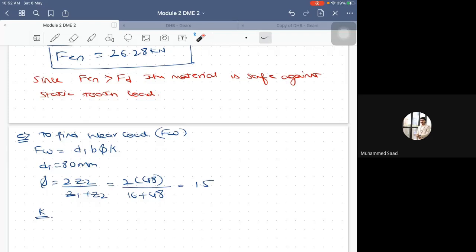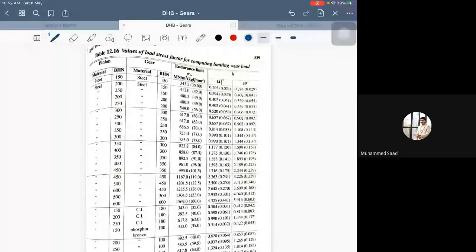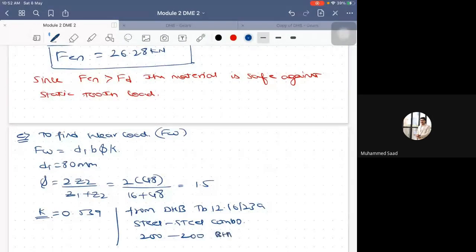Now, K is equal to 0.539. So from where taken? From data handbook, table number, just write all the stuff, it's very important. 12.16, page 239, steel combo, that is 200 BHN, and for alpha is equal to 20 degree is the value.